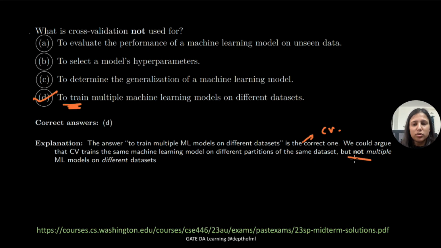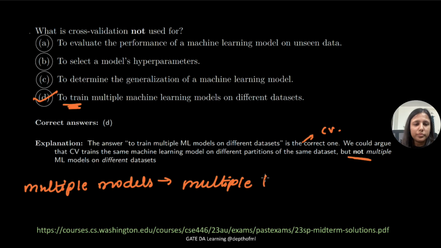So when we say multiple models, it means multiple types of models, which we don't train. We just train the same type of model every time for the cross validation. Okay, let's come to the next question.